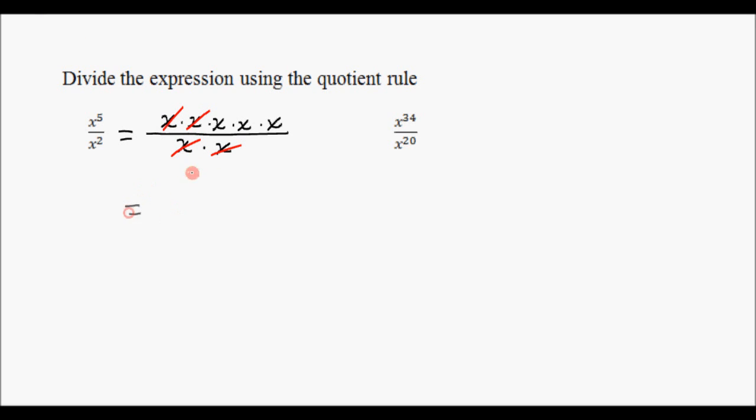And what we're left with is x times x in the numerator, which is x to the third. And then in the denominator, there's just 1. So this is just x to the third power.